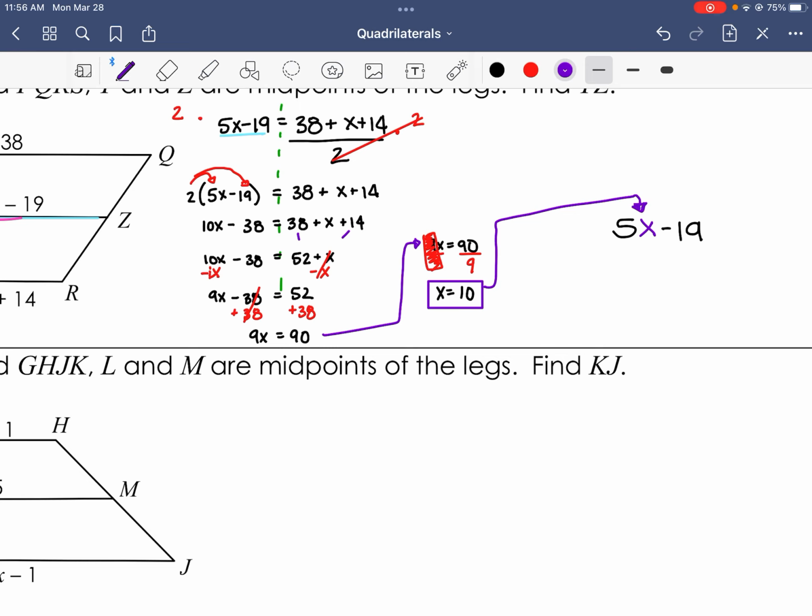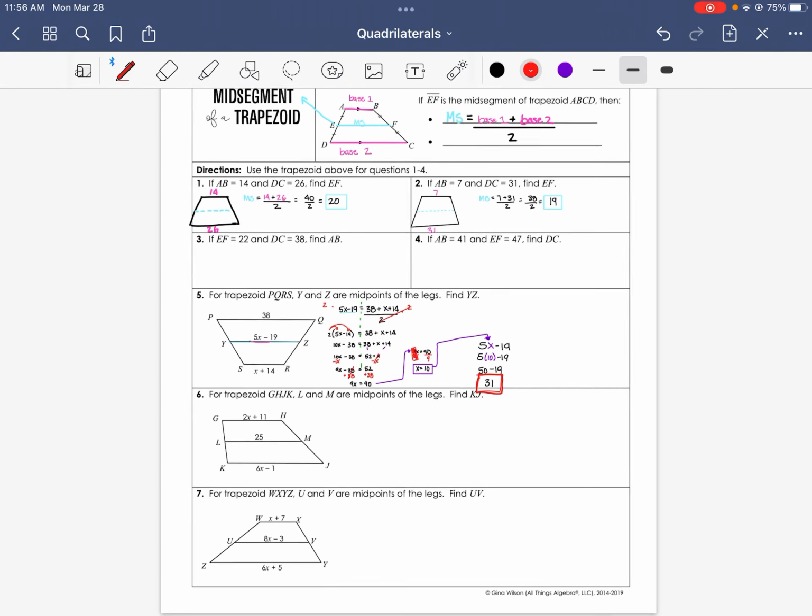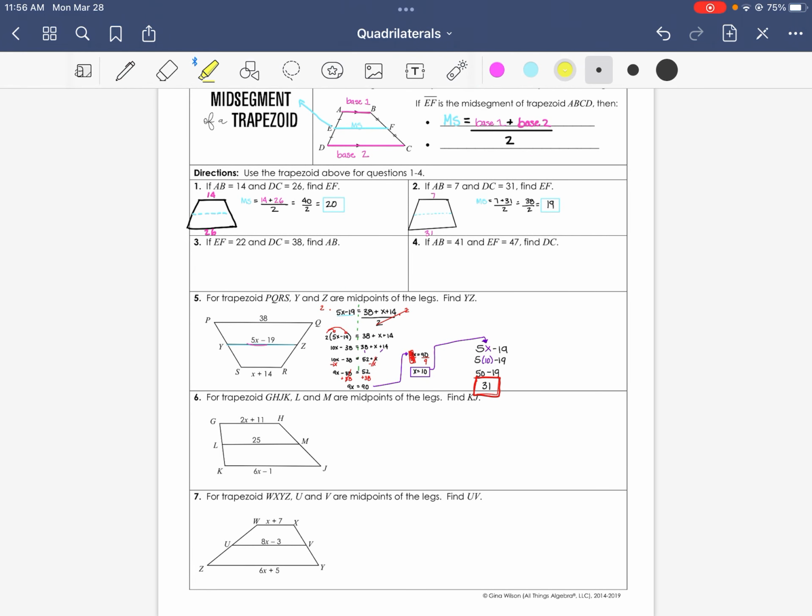What we're going to do now is take our answer and plug it in there, because that will get rid of the x and give us a nice clean number. So 5, but instead of x, I'm going to put in 10 minus 19. 5 times 10 is 50 minus 19, and that gives me 31. And this is my final answer. My mid segment is equal to 31. We got a nice clean number.